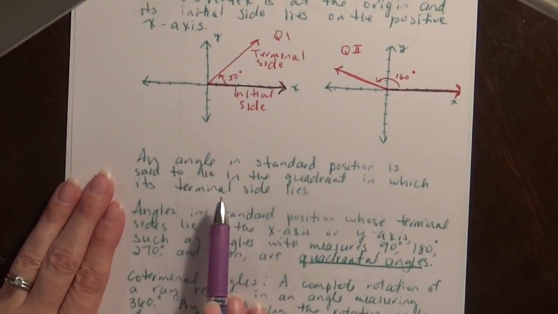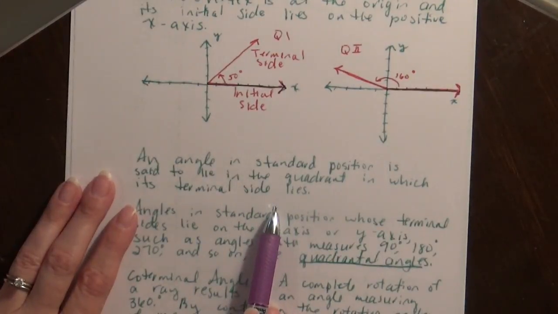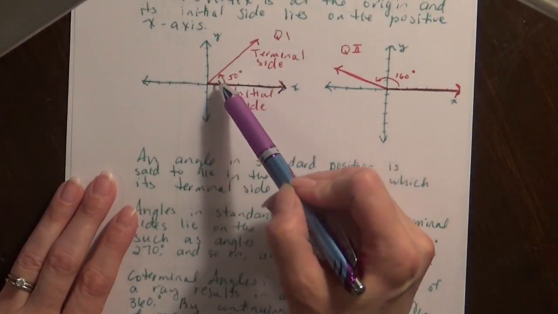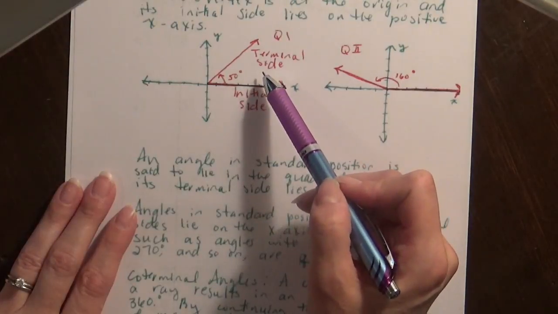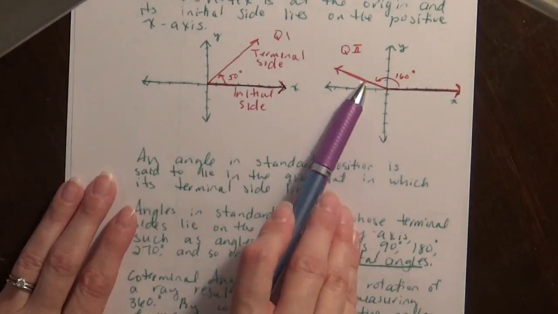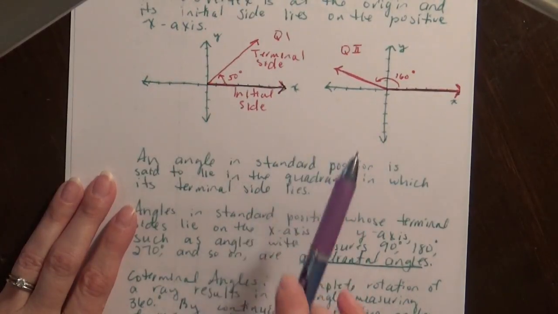An angle in standard position is said to lie in the quadrant in which its terminal side lies. So looking at my first example, my terminal side is here. Since this is in quadrant 1, then we would say that this angle is a quadrant 1 angle. My second example, my terminal side is over here, so this would be a quadrant 2 angle.